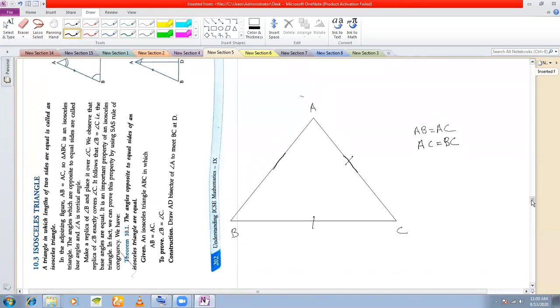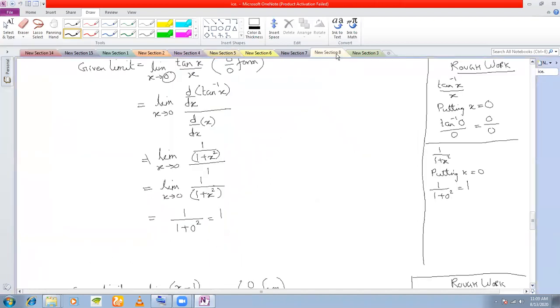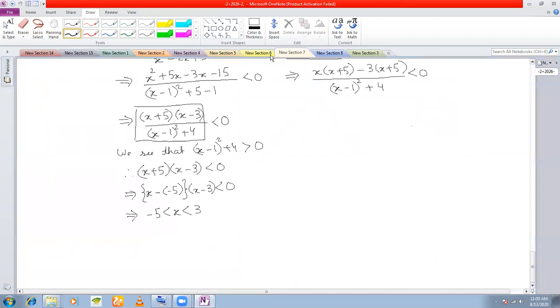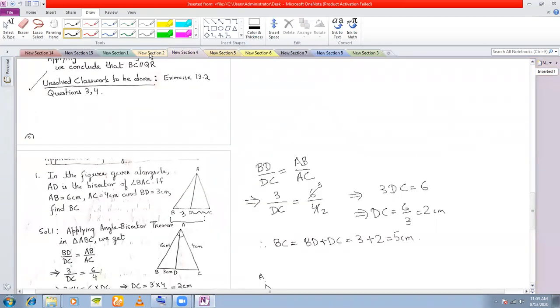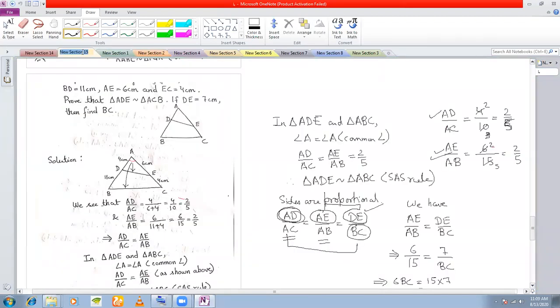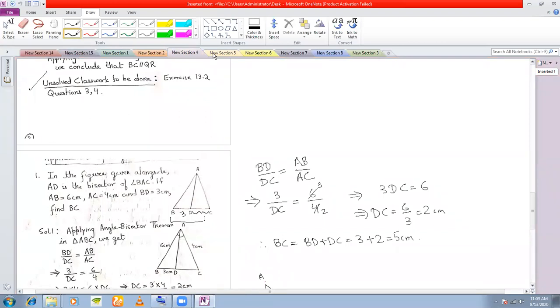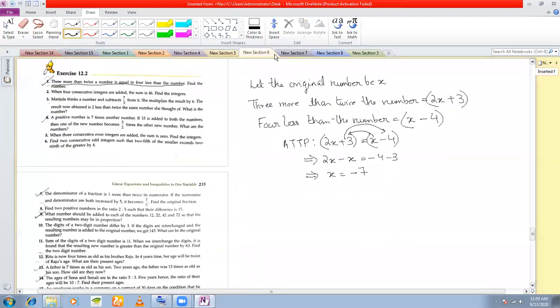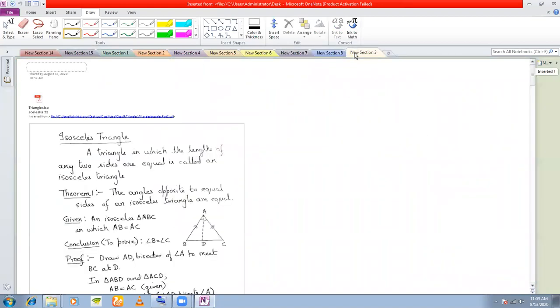Now we come to the first theorem from isosceles triangle. The proof of the theorem is very much there in the syllabus, and you will go through the proof of the theorem, and the application is definitely there. The application part is definitely there, but the proof of the theorem is also important. Let me see where I have done this.